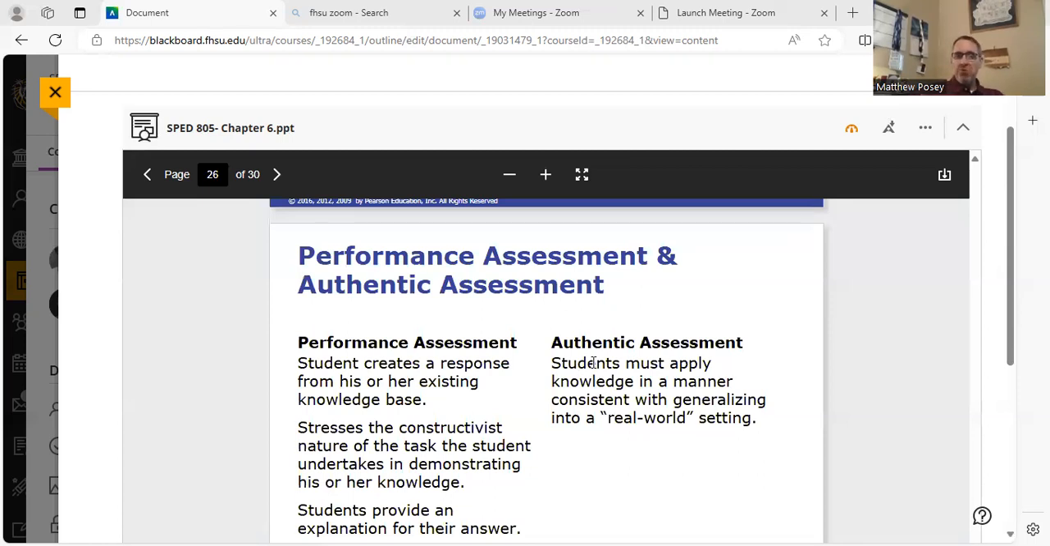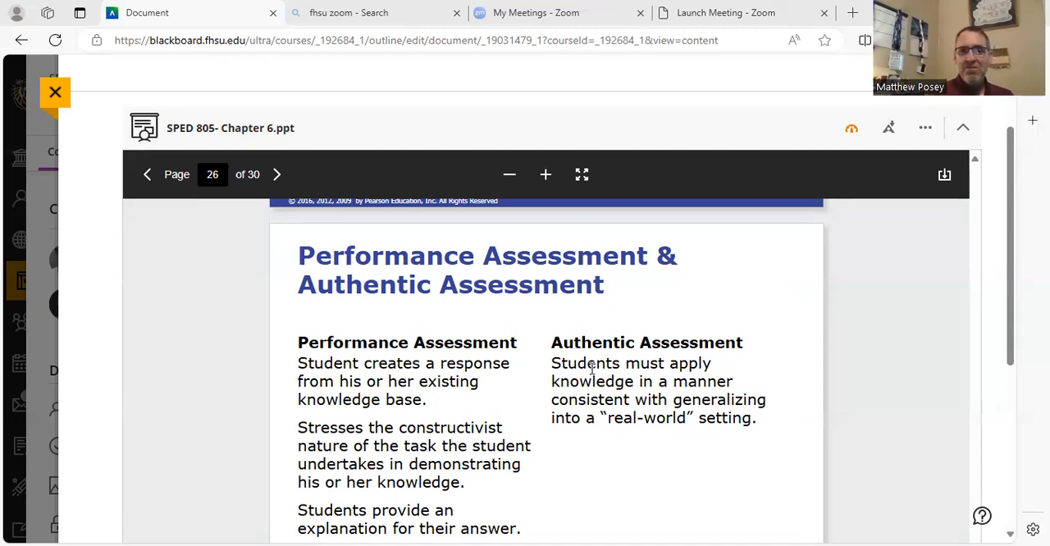Performance assessment in different types. So it's performance related. Basically, the student's response from his or her existing knowledge, the knowledge base around a specific topic or subject. It stresses the nature of the task the student undertakes in demonstrating knowledge and providing an explanation for their answer. So basically, you're asking them to perform some type of task.